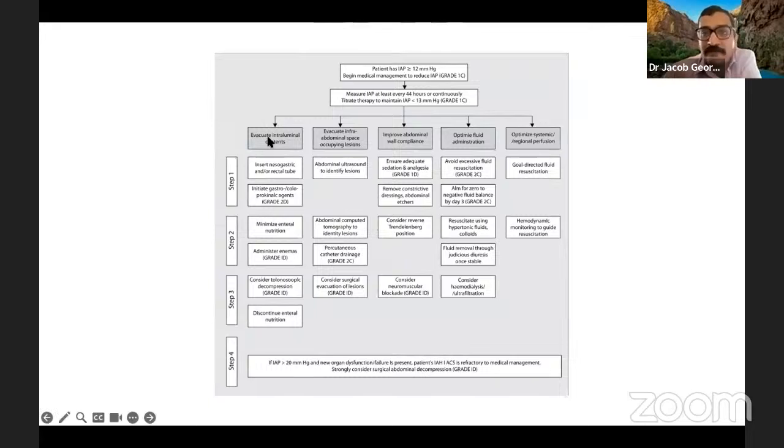Now, all the 5 things that I mentioned, whether it is evacuation of the intraluminal contents, evacuation of the intra-abdominal contents, improvement of the abdominal compliance, fluid resuscitation, and optimized regional perfusion, all will go simultaneously, but in a stepwise manner. And you can see that the evidence for a prokinetic agent, adequate analgesia, and fluid resuscitation has been variable. So the best evidence is for ensuring pain relief, adequate analgesia and sedation.